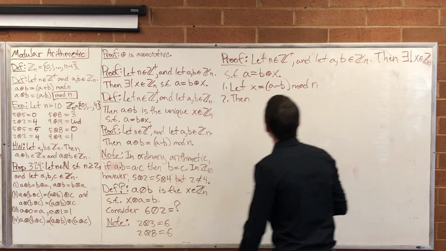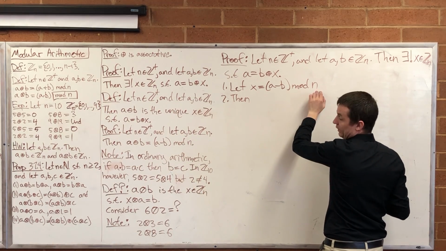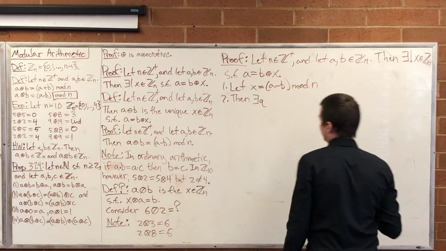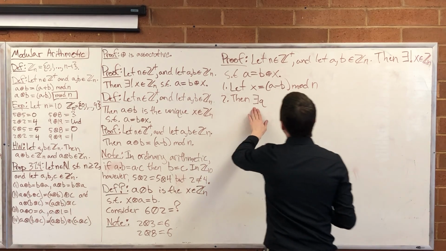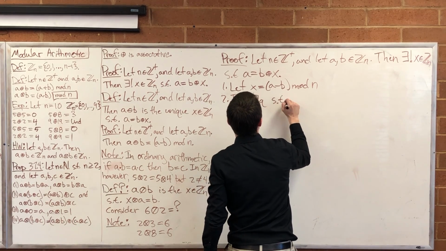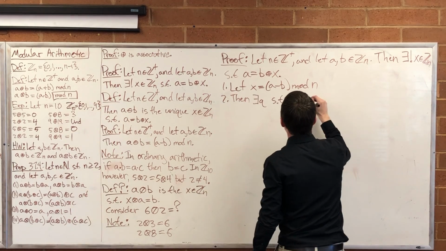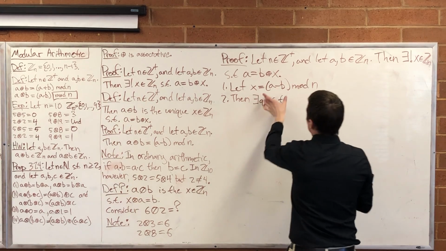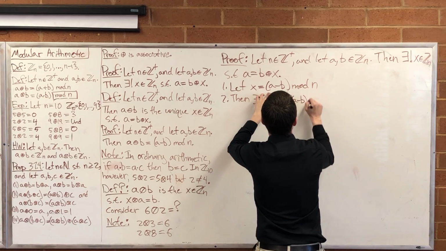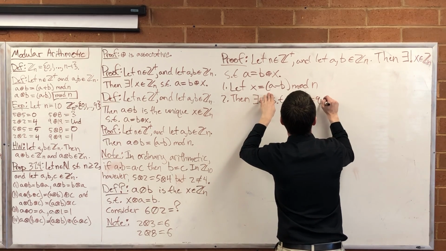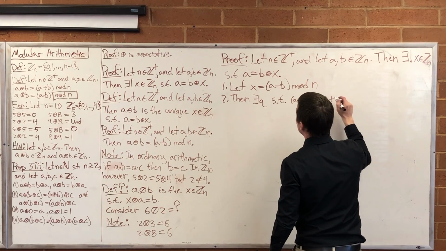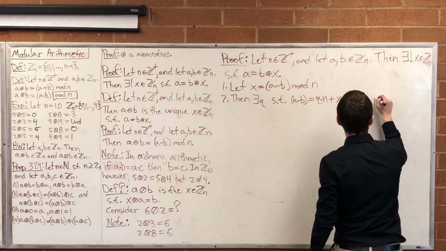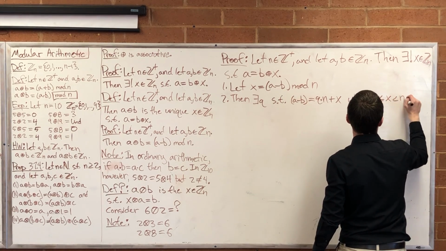And then, what do we know about x if it's equal to this mod this? Then there exists some q, it doesn't really matter, we won't really use the q later, but just to see the definition that we're using. So then there exists some q such that a minus b is equal to q times n, some integer times n, plus x, where 0 is less than or equal to x is less than n.